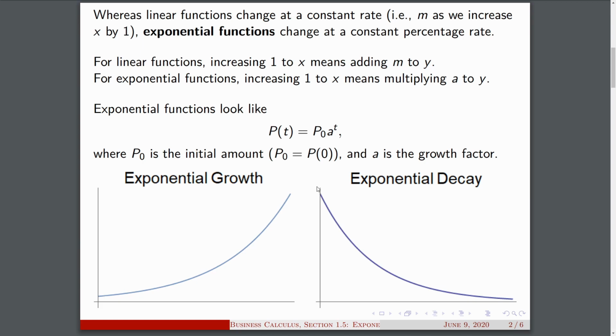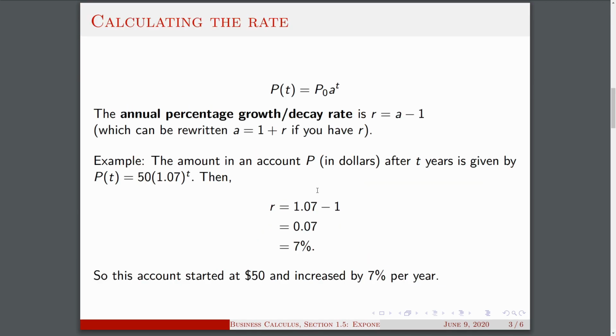Okay. Let's move forward. So let's see how to get that percent rate of change. This is what the function looks like, just as a reminder. Now, you'll be asked in your problem sets to find the actual rate of change, which is a percent rate, and we'll call that the annual percent growth or decay rate. And we write the rate, we usually reserve lowercase r for that rate. All right. The factor is a, but the rate is r.